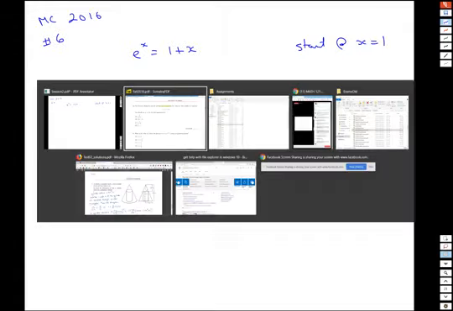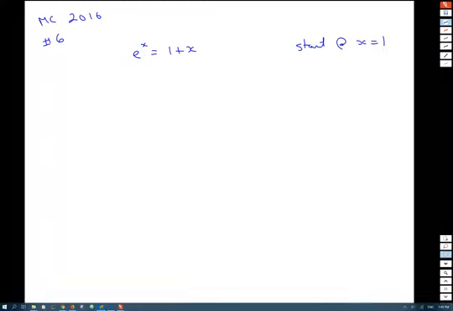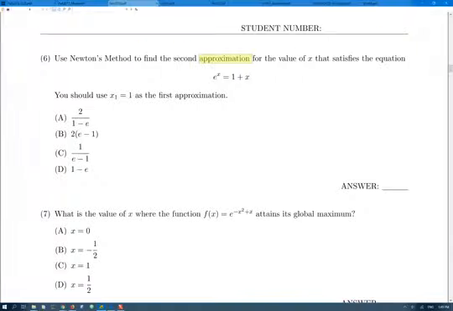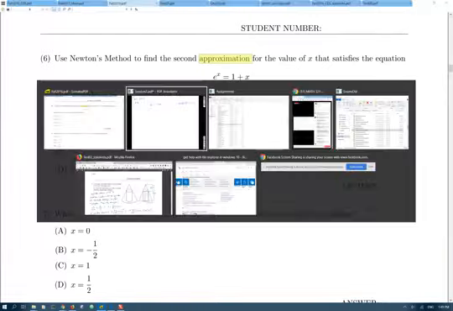So the equation was, so this is multiple choice 2016 number 6. e to the x equals 1 plus x. And we're going to start at x equals 1. Yes? I'm sorry, the question was the next iteration? Second approximation, yeah.